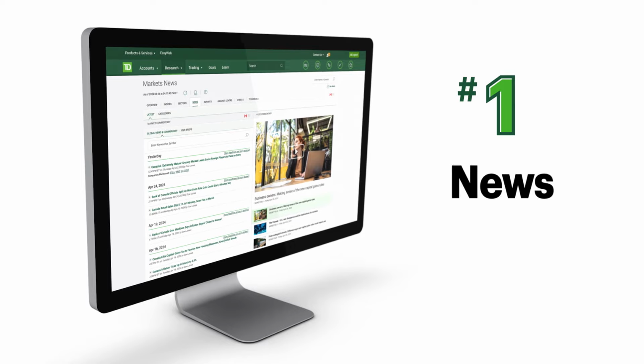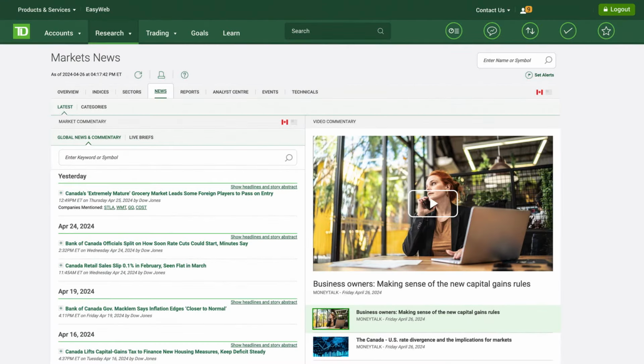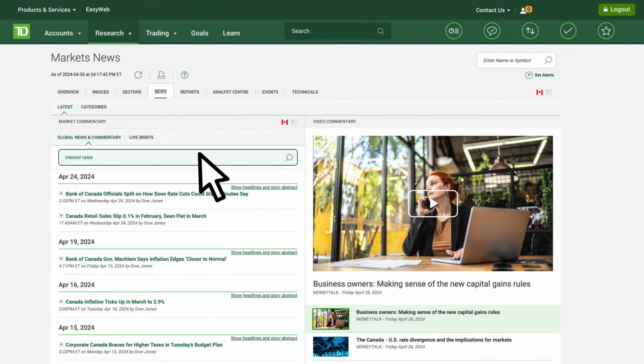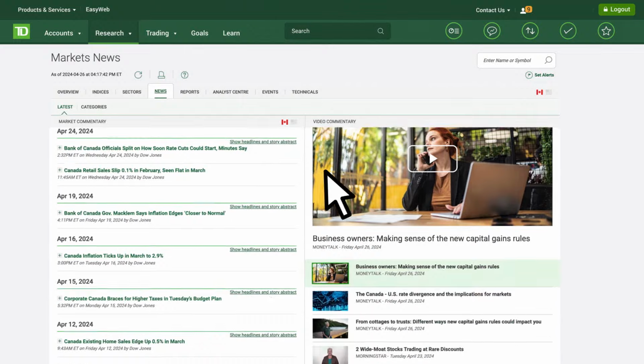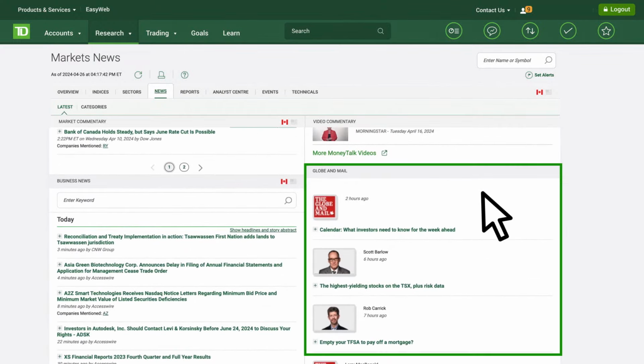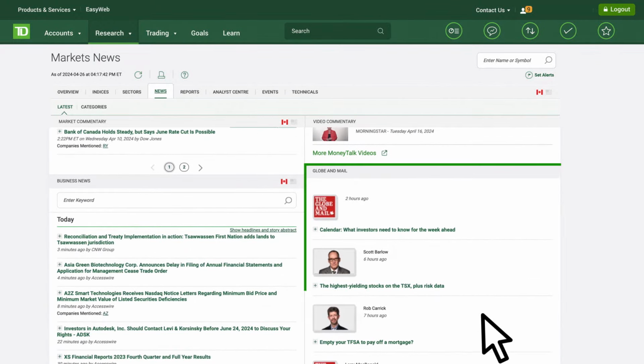Number 1, news. By default, this section serves up headlines about different stocks and the world in general. But you can also narrow your search by entering keywords or stock symbols you're interested in following. You'll also find video commentary and articles from the Globe and Mail for discussion on current events. News can act as a spark for market movements.